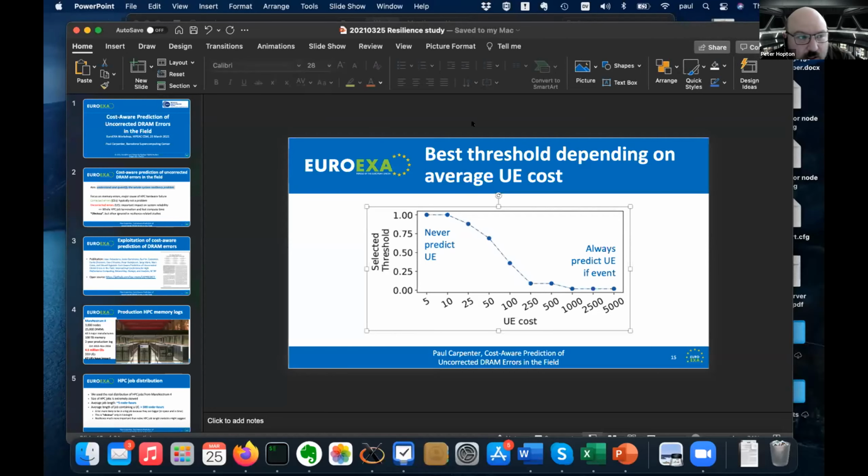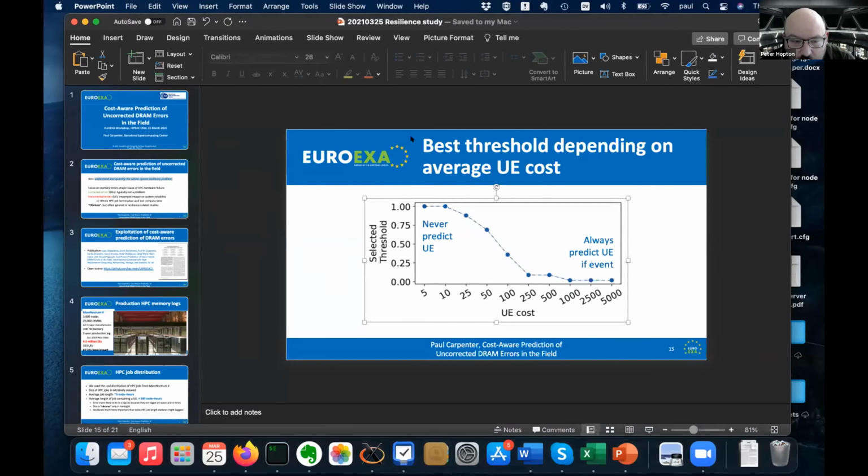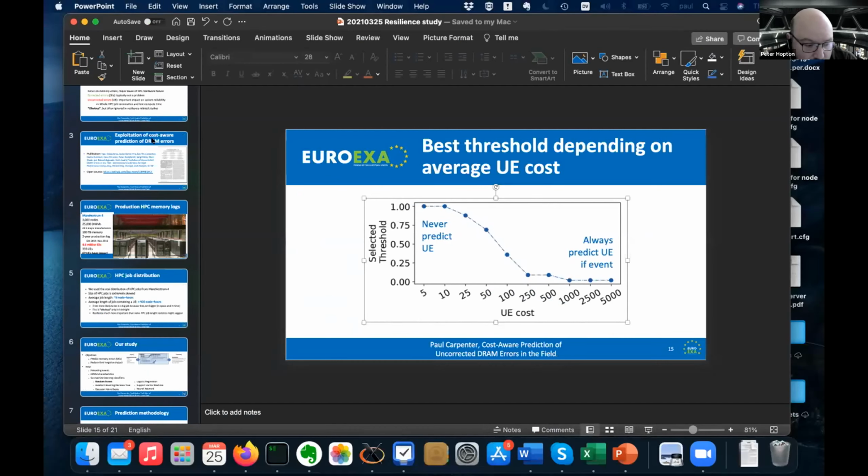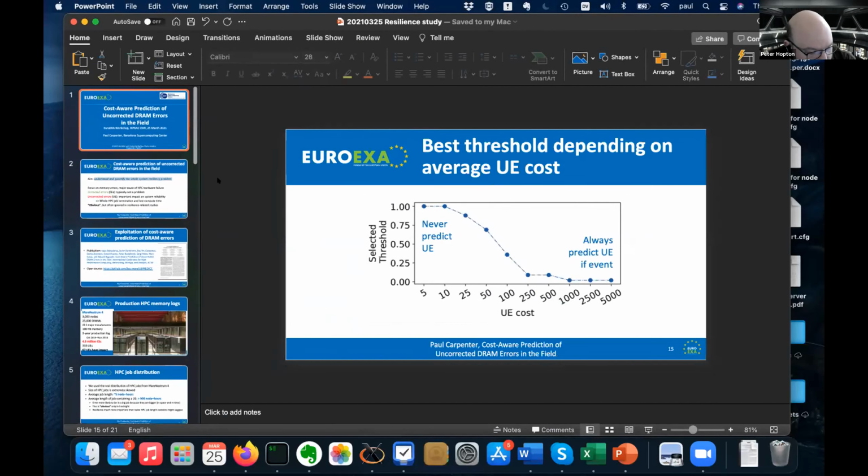Our first presenter today is going to be Paul Carpenter from Barcelona Supercomputing Center. He's going to be presenting on the resiliency aspects of the EuroEXA project and as part of the resiliency initiative that Barcelona Supercomputing Center is undertaking. Paul, over to you.